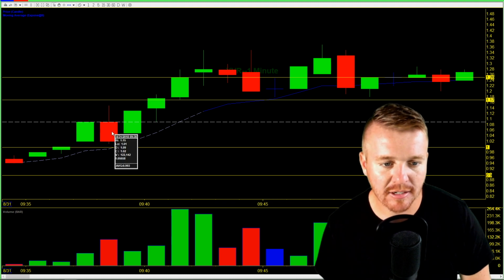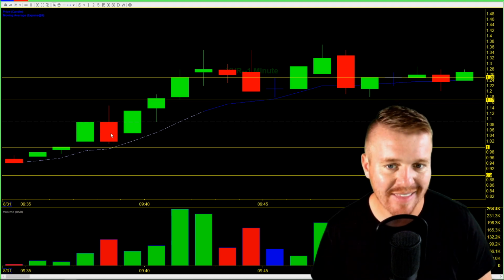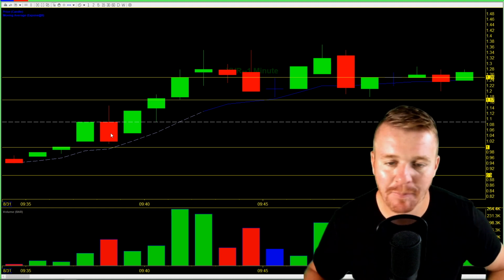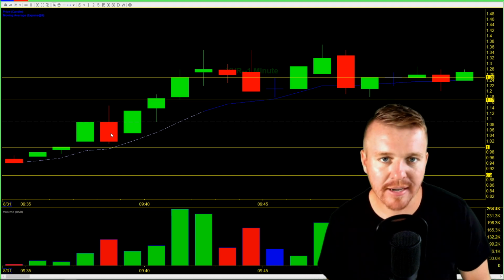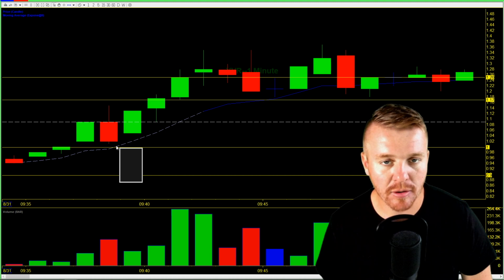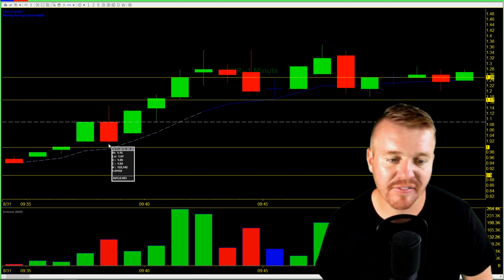So the bottom of this candle is at 1.01. Right then and there, I can see, okay, that dollar area is turning into support. Where am I trying to buy? I would be trying to buy on this candle here, as this just bounced off that dollar area.